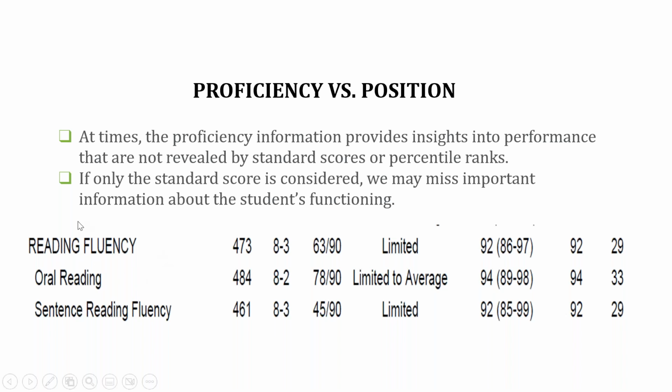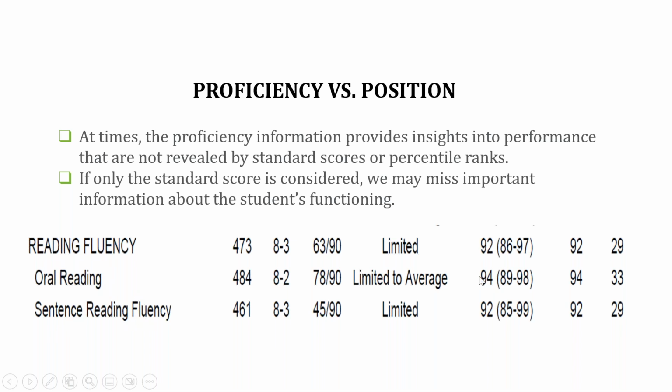So this is a snapshot from a score report. So we have the reading fluency cluster score here, and we can see over here we have the standard score. So you can see they received a standard score of 92 on that reading fluency cluster. And that reading fluency cluster is made up of oral reading and sentence reading fluency.